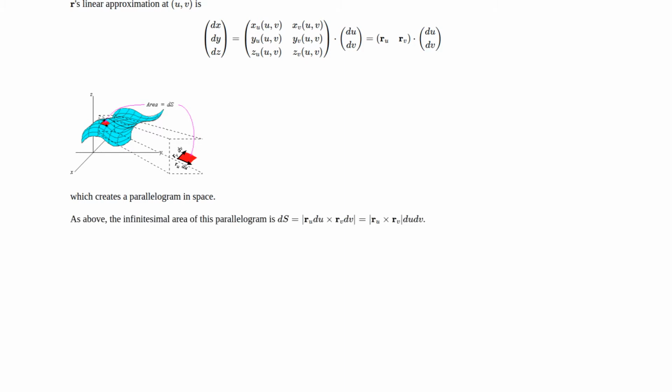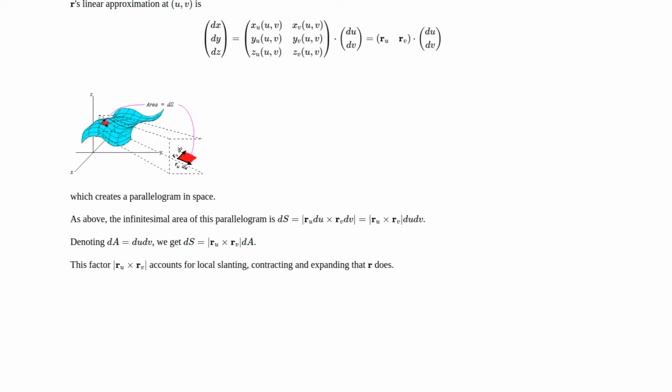And so the infinitesimal area of this parallelogram, ds, is equal to the magnitude of r_u du cross r_v dv, which is simply just the magnitude of r_u cross r_v du dv. And denoting dA as du dv, we get ds is equal to the magnitude of r_u cross r_v dA.